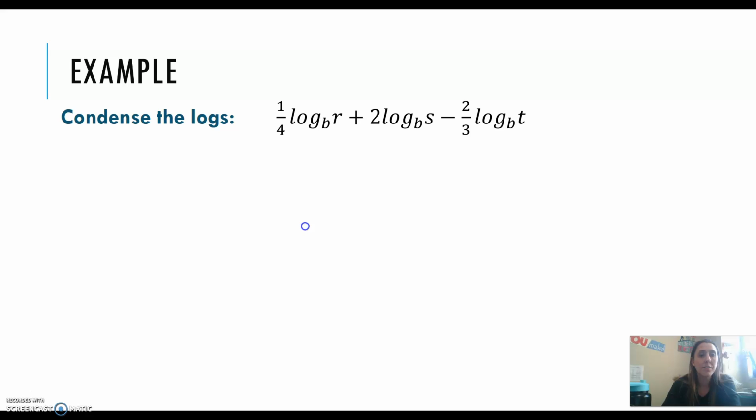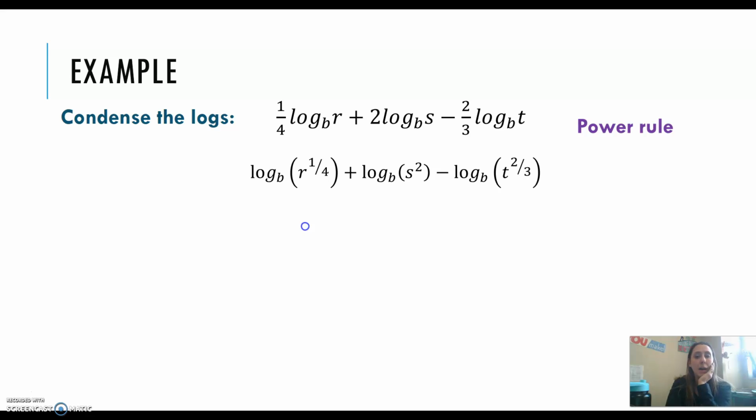So to condense a log, the first thing you want to do, so when we talked about expanding logs, the last thing you want to do is do the power rule. So when we're condensing logs, the first thing we want to do is the power rule. So we're going to go ahead and apply the power rule. The powers are always going to be the numbers that are being multiplied by the log. So we can rewrite them.